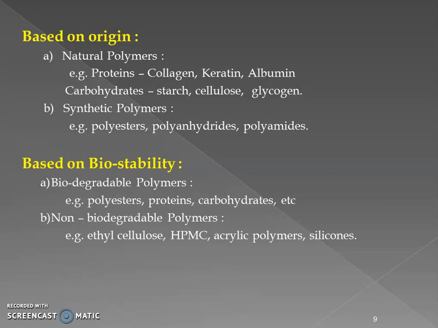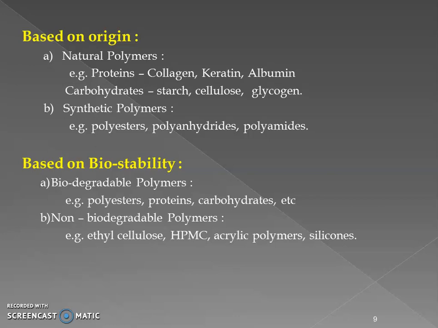Another classification, it is based on the biostability. So these are again divided into two types. One is a biodegradable type of polymer, another one is a non-biodegradable type of polymer. So biodegradable polymers are the polymers that are degraded by the body system itself. When it is administered into the body, the body's system, that is the enzymatic systems, are responsible for the breakdown of such polymers in the body, and they are metabolized and removed from the body. That is called as a biodegradable type of polymers. Examples are polyester, protein, carbohydrate, etc.